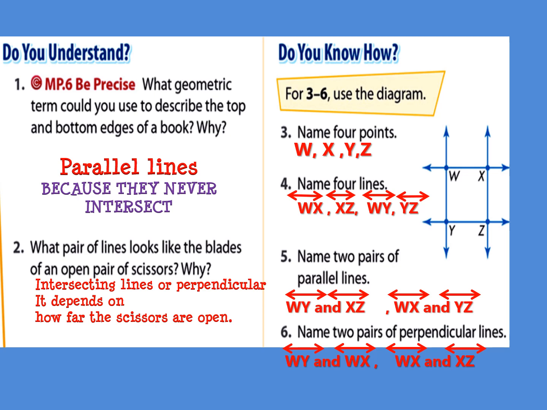And also, of course, there are many here. So the first one, WY and WX. WY and WX are forming right angles. Okay, and WX and XZ also are forming right angles. YZ and WY also are forming right angles. XZ and YZ also are forming right angles. So all of those lines will be perpendicular lines.